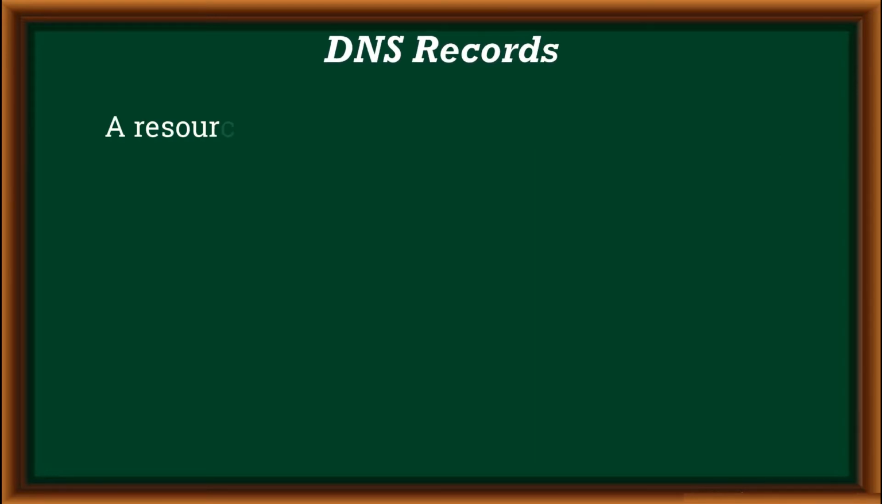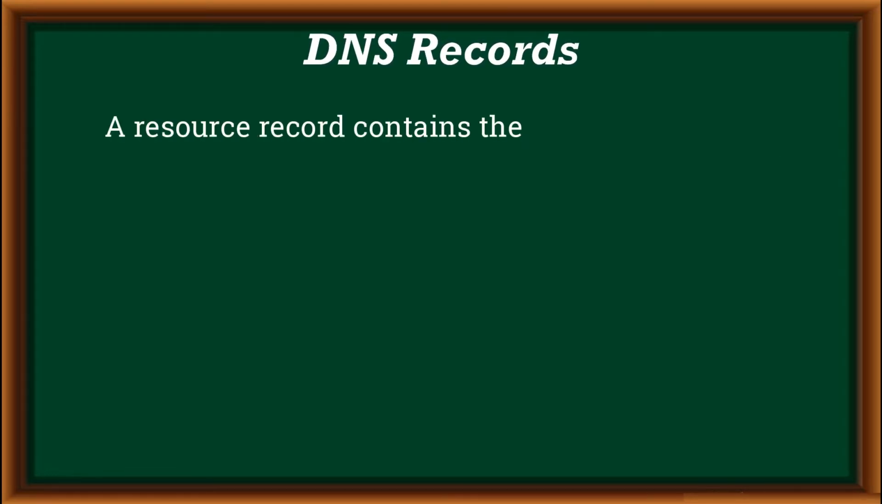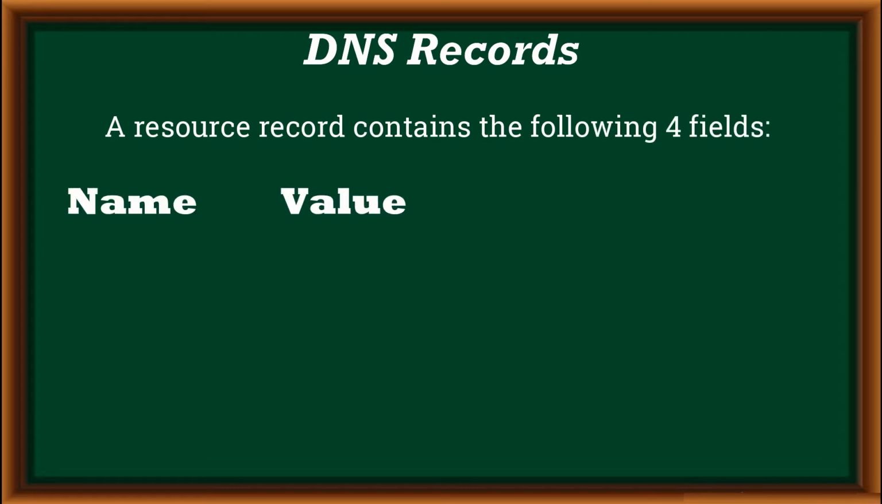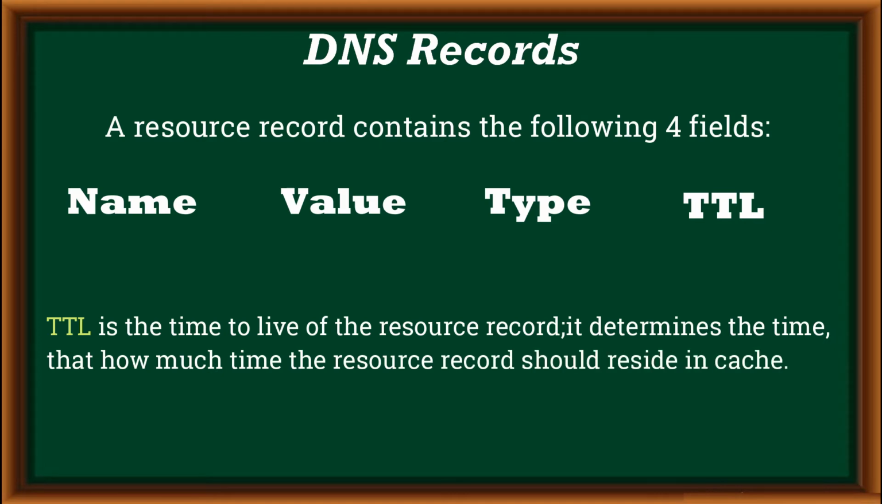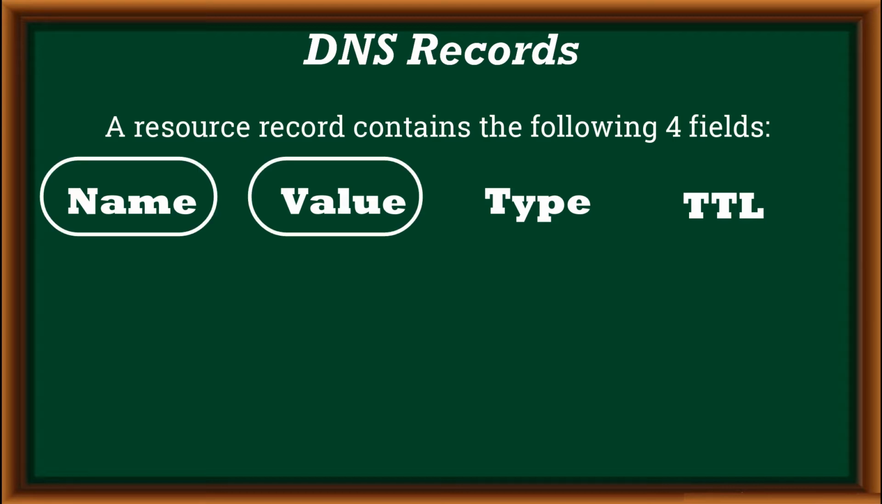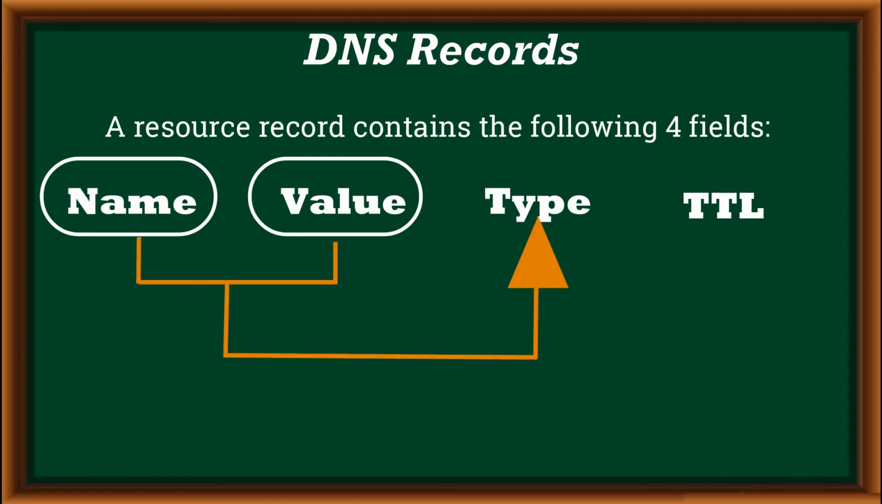A resource record contains the following four fields. The first field name, second value, third type, and fourth TTL. So here TTL is the time to live of the resource record. It determines how much time the resource record should reside in cache. The meaning of the name and value fields depends on the type field.